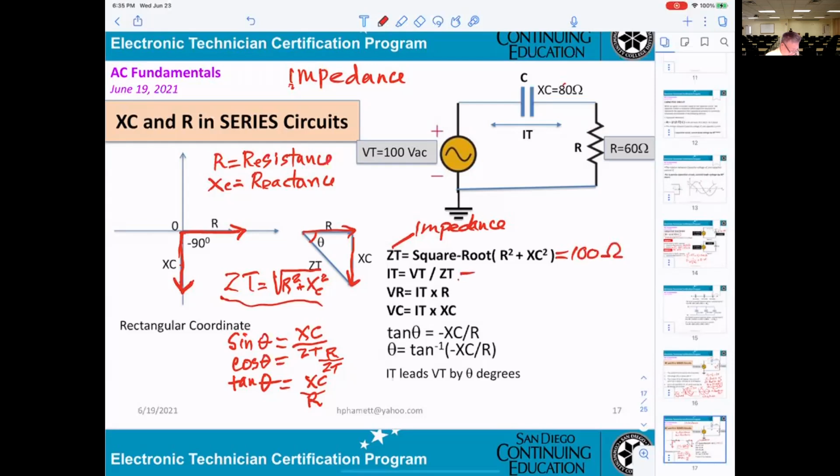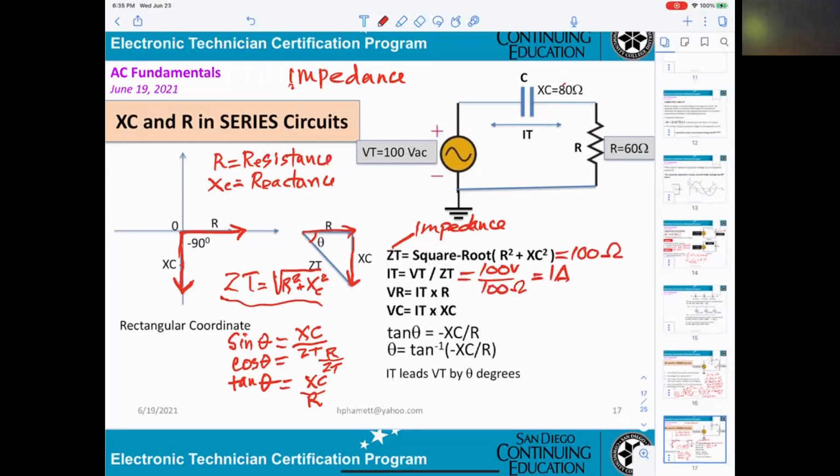And this is easy, right? VT will be 100 volts, divided by 100 ohms, equals 1 amp. The 100 volts is RMS, yeah? Yeah, that's on AC. That means it's supposed to be VRMS.